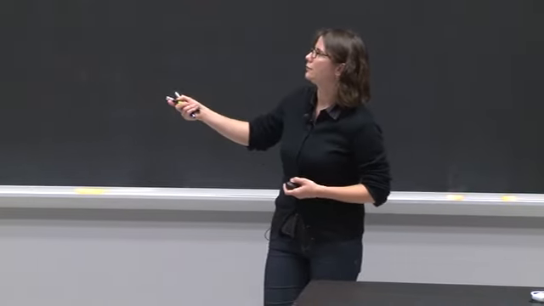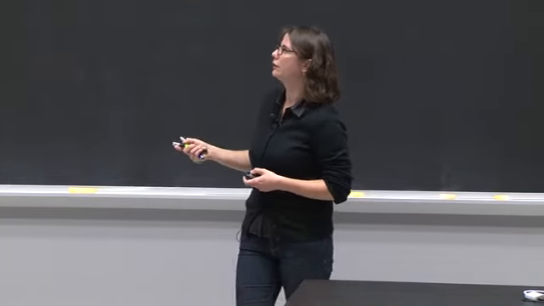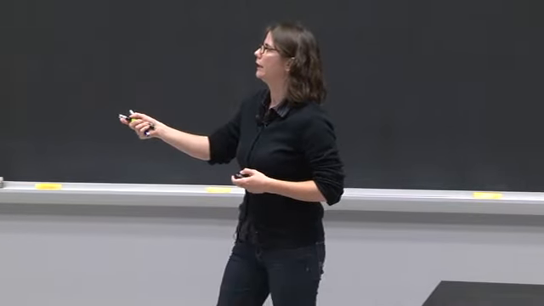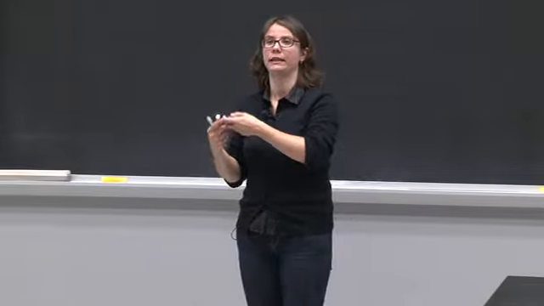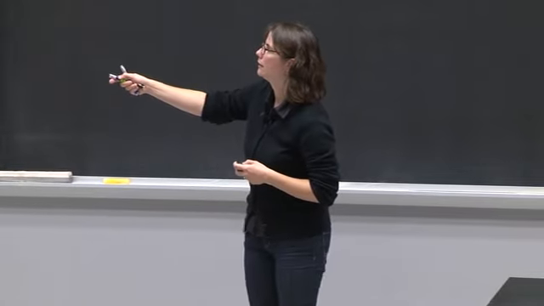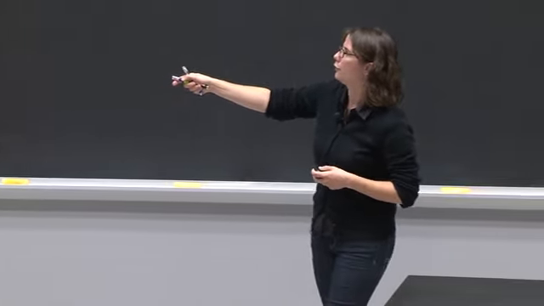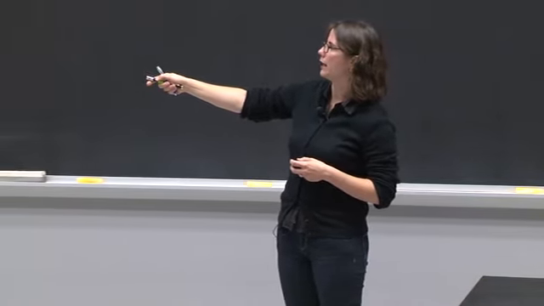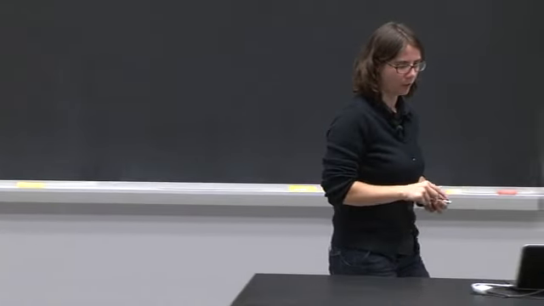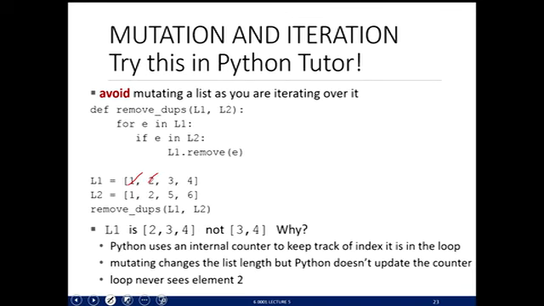Last thing is, I'll let you try this as an exercise in Python Tutor. But the idea here being, you should be careful as you're writing a for loop that iterates over a list that you're modifying inside the list. In this case, I'm trying to go through the list L1. And if I find an item that's in L1 and L2, I want to delete it from L1. So 1 and 2 are also in L2. So I want to delete them from L1 and be left with 3, 4. However, the code on the left here doesn't actually do what I think it's doing.